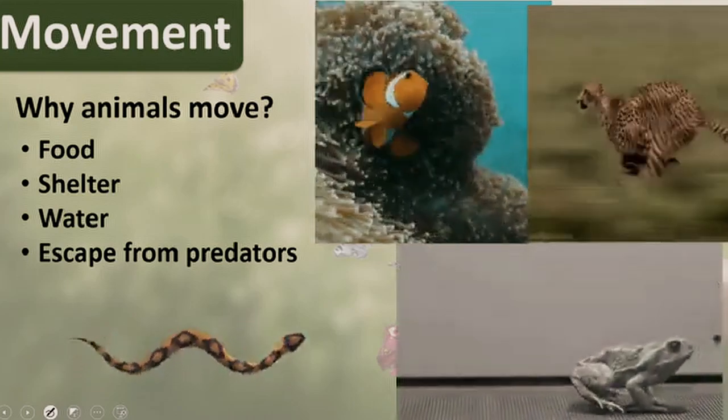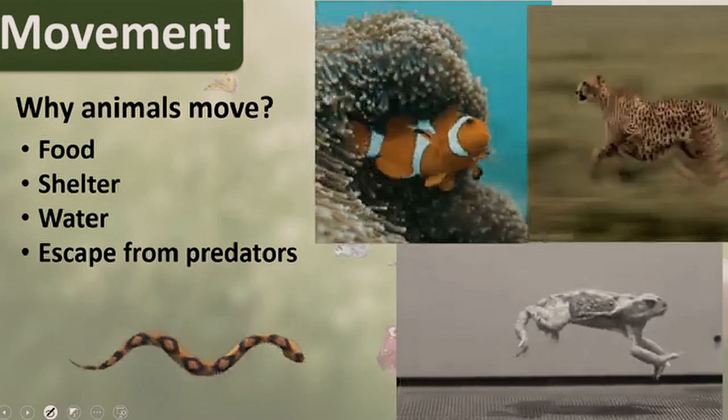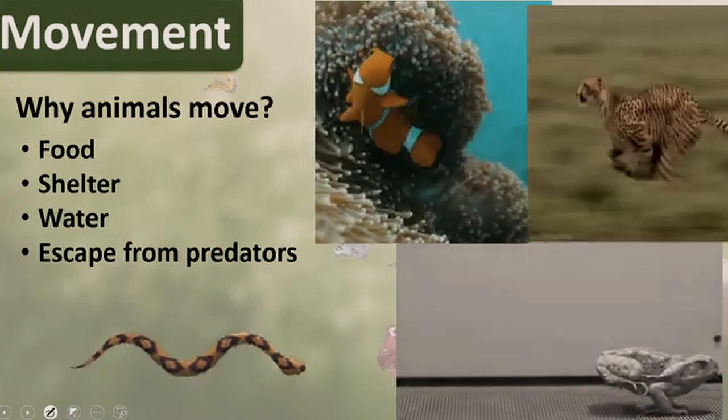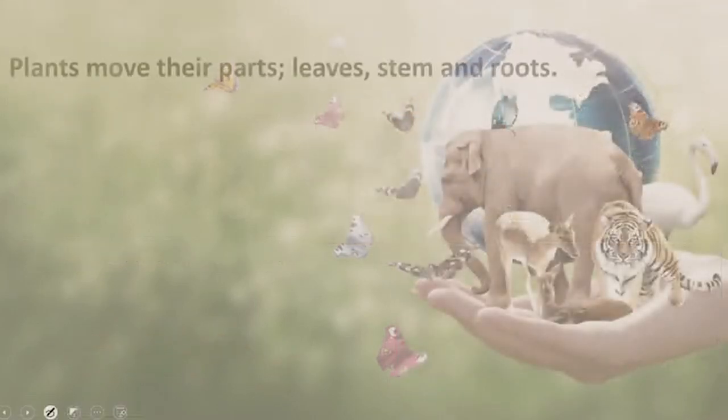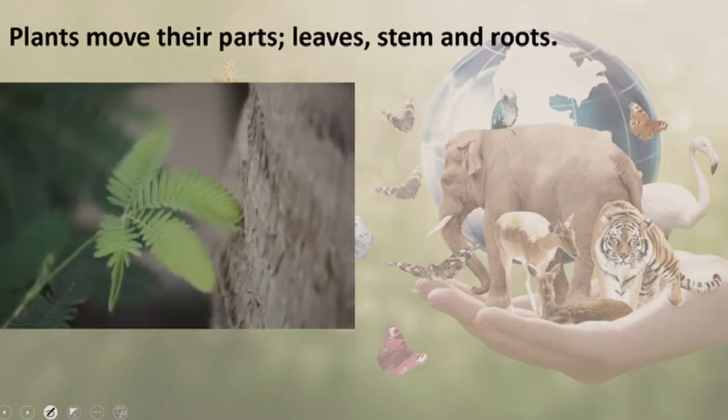So these are the different types of movements in animals. See, the frog is hopping. So these are different modes of movement in animals. So plants also move. So plants move their parts, leaves, stem and roots. So here you can see when you touch it, it will close its leaves. So this is how it moves.